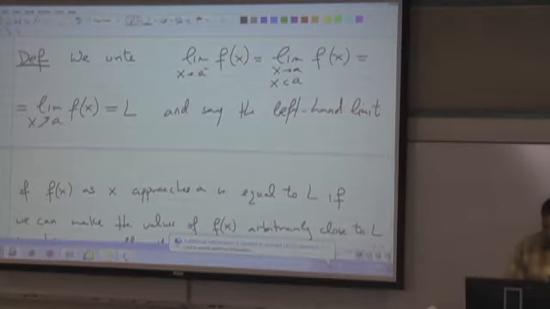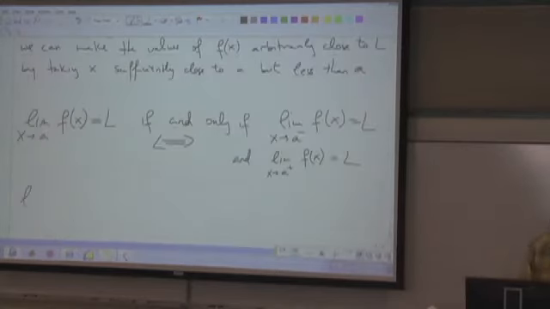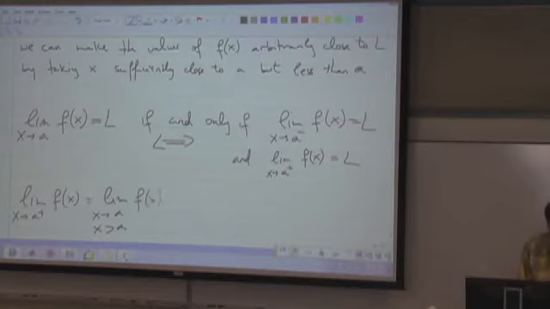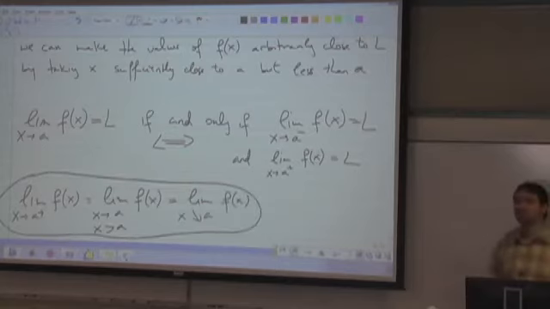To use the same notations that I did before, the limit as x goes to A plus of f of x is the same thing as the limit as x goes to A, but x is bigger than A, of f of x. Or it's the same thing as saying the limit as x goes down to A of f of x. Does that make sense? Okay.